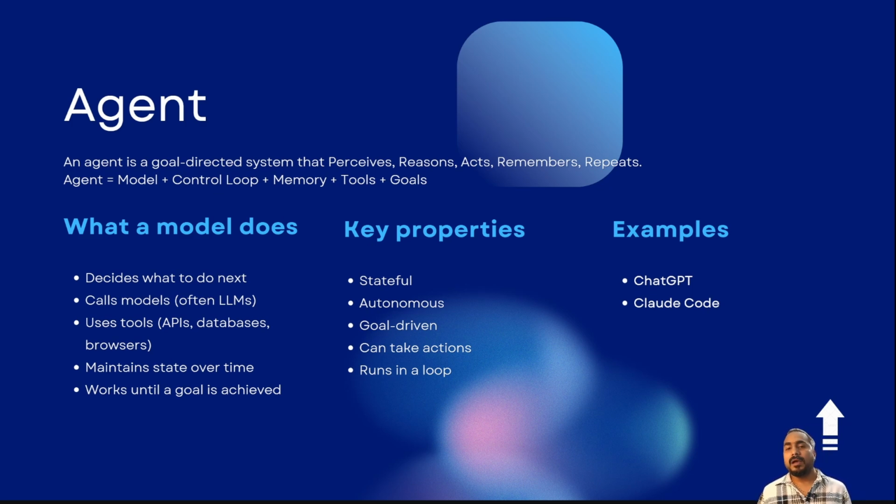Here's the bottom line. Understanding the model versus agent distinction helps you to correctly evaluate AI capabilities, build better AI products, understand AI limitations, anticipate where AI is heading. Hope this clarifies the distinction between models and agents for you.